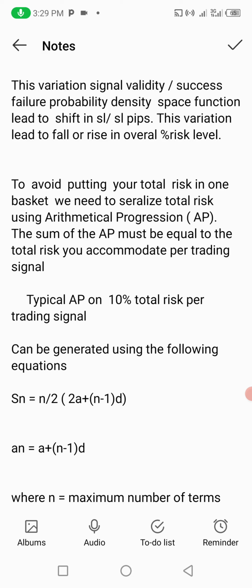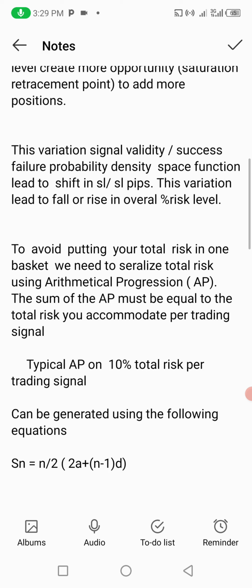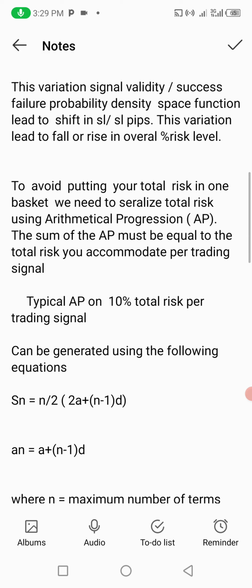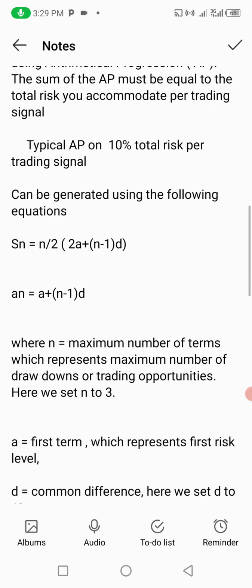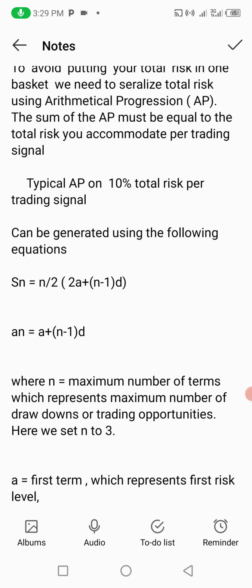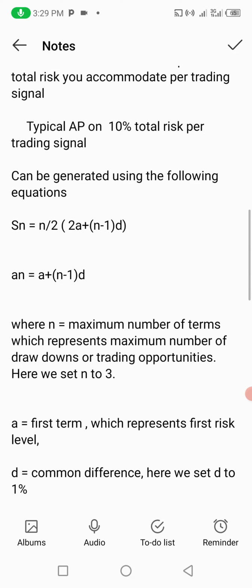This variation leads to fall and rise in overall percentage risk level. To avoid putting your total risk in one basket, we need to serialize total risk using arithmetical progression, AP. The sum of the AP must be equal to the total risk you accommodate per trading signal.